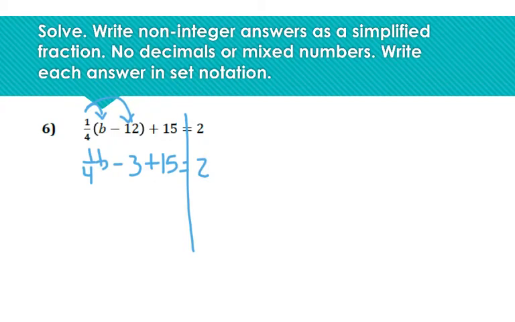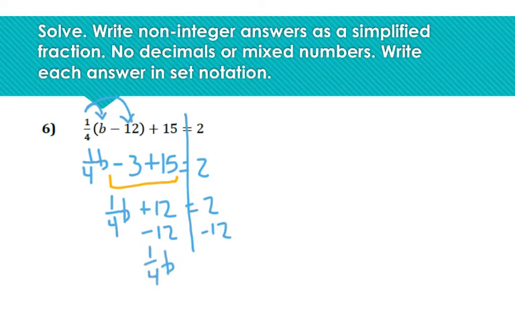Now there's still some simplifying we can do on the left, so we're going to combine our like terms, -3 and 15, which results in us having 1/4 b plus 12 equal to 2. Now that we've simplified both sides of our equation, we're going to go ahead and do the opposite of what's happening to our variable. So we're going to subtract 12 from both sides of the equation, which results in 1/4 b being equal to -10.